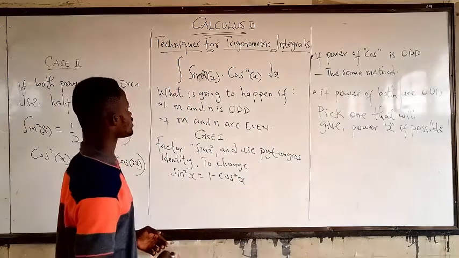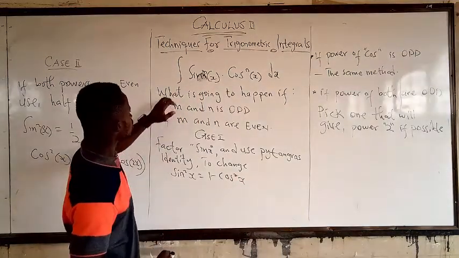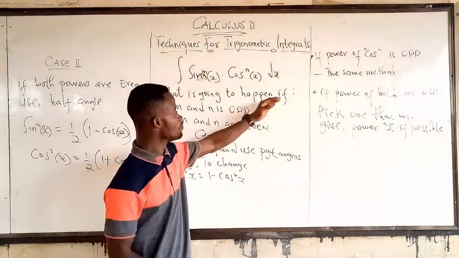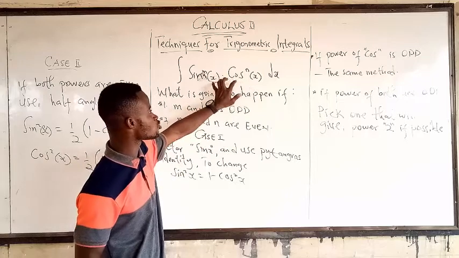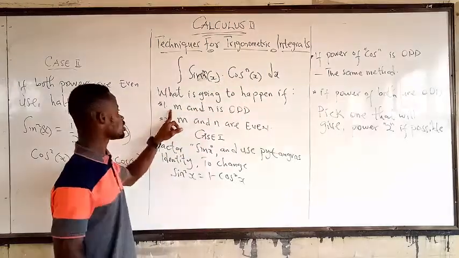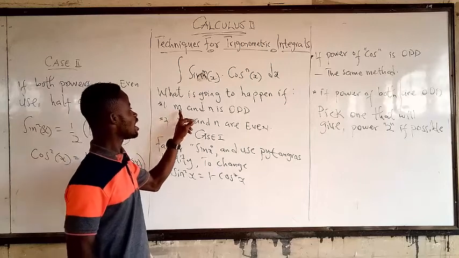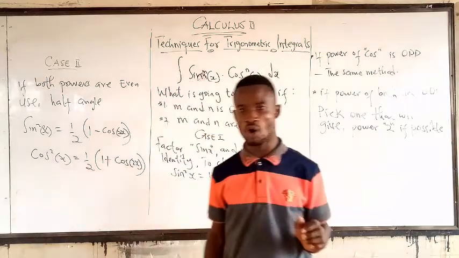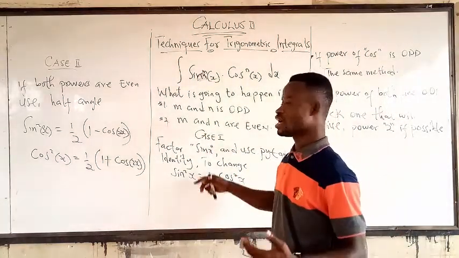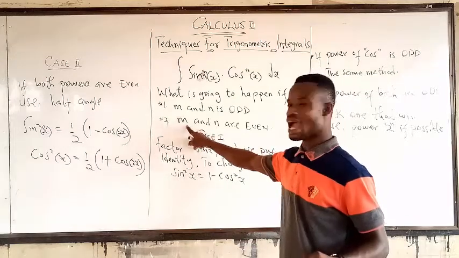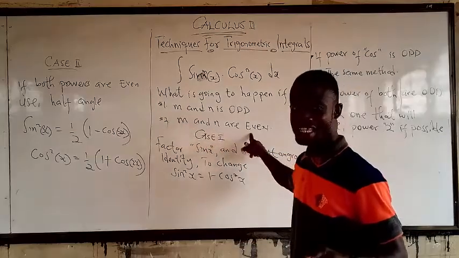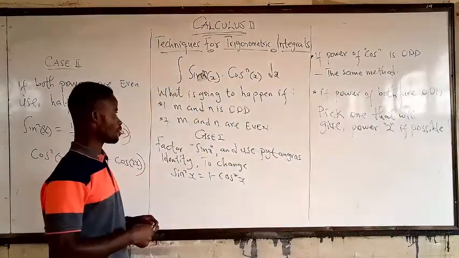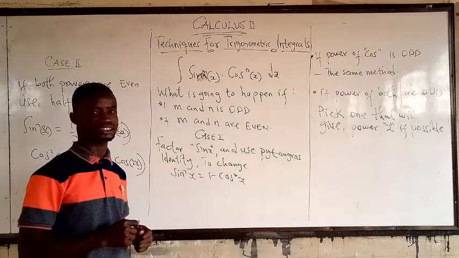But this technique is going to deal with what is going to happen if you have been given this to solve, and the first case is that m and n are odd. If m and n are odd, how do we do that? And also, if m and n are even, how do we do that one too? Very good. So that's what we are going to look at in this video.